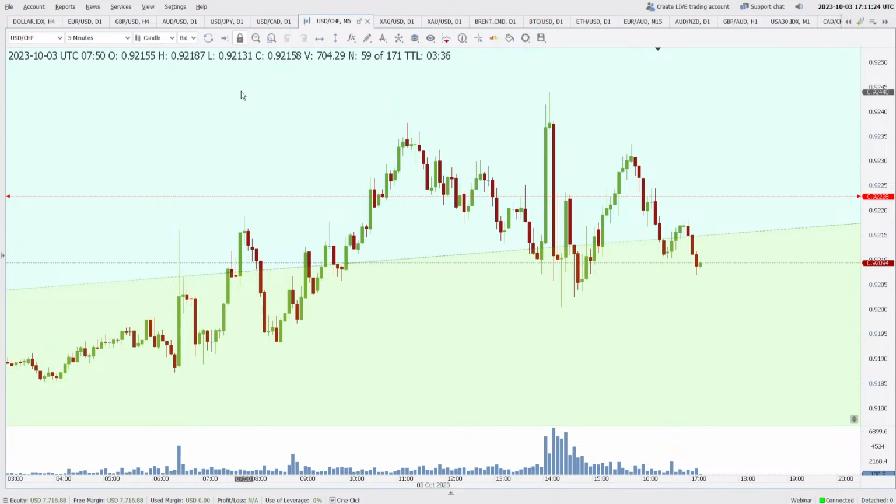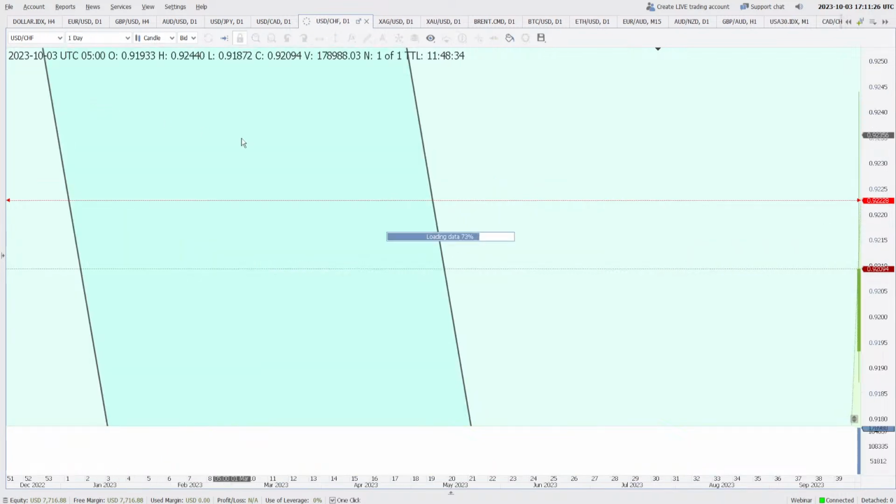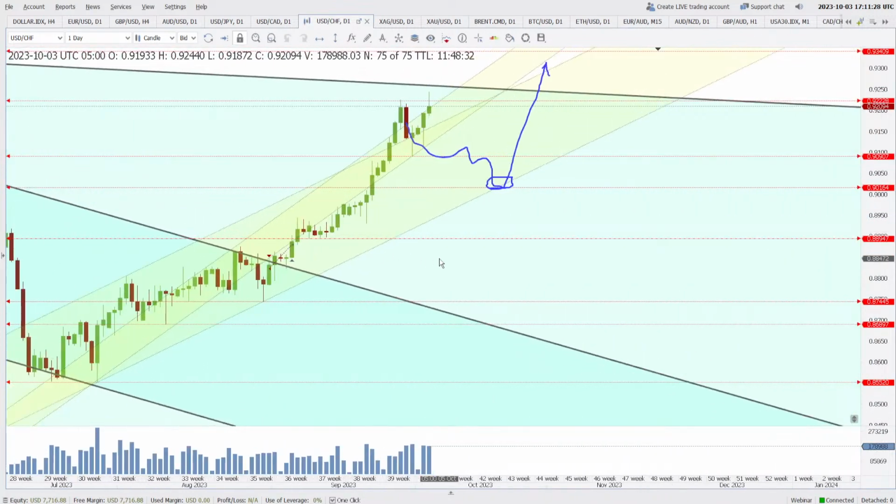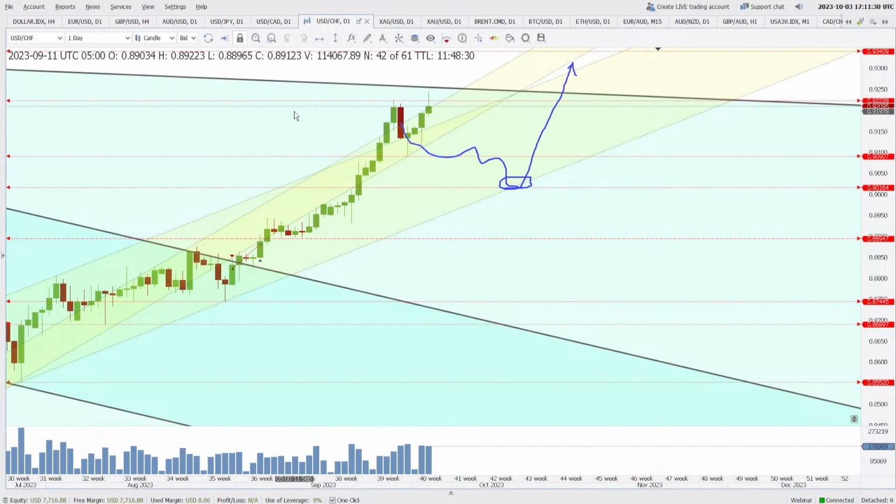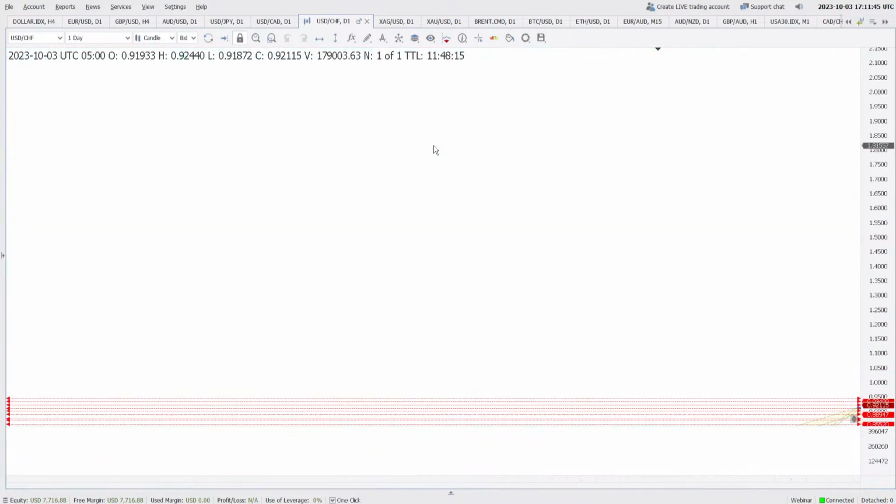USD CHF, this also is at the resistance zone. This is at the resistance zone 0.9228 or 0.9222, which was the area of resistance from where the price is trying to reverse, I think, and it looks like it is reversing. The price right now is 0.9210, and I am expecting this area to hold as a resistance.